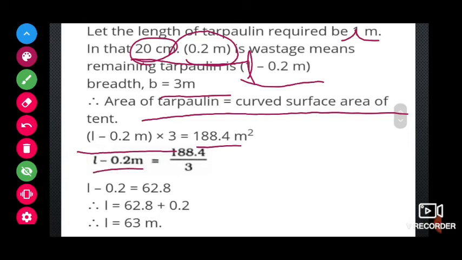Now L minus 0.2 meter is equal to 188.4 by 3. If I send that side, it will go for the division. We will get 62.8. Now L is equal to 62.8 plus 0.2. If it goes to that side it becomes plus, so we will get L is equal to 63 meter.